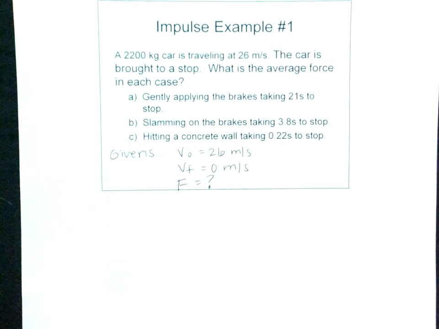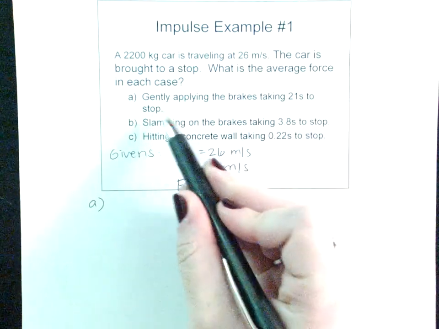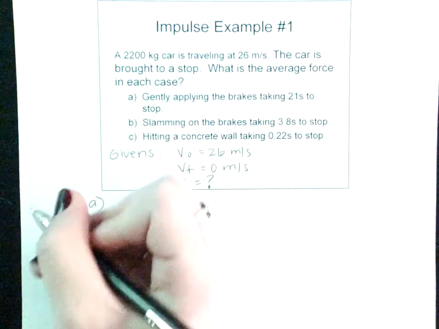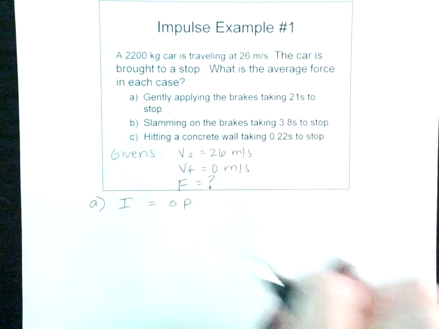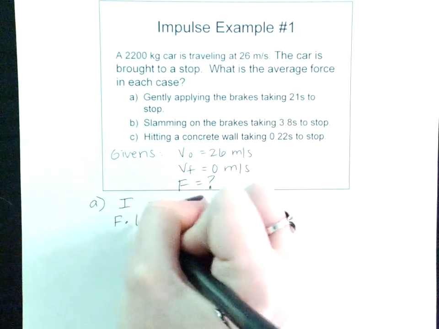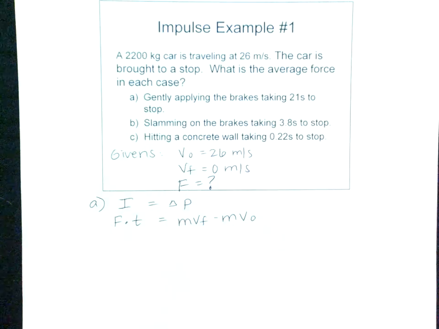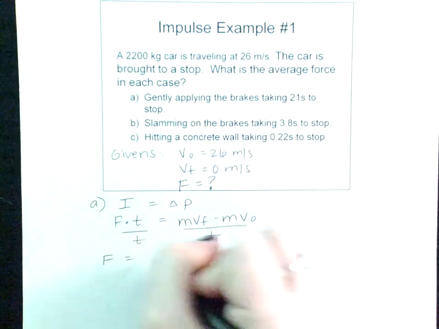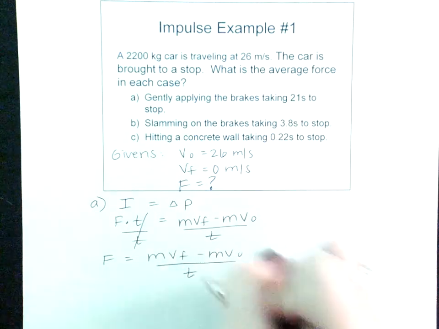Okay, well, we just derived this impulse momentum theorem, so we're going to want to start with that. And let's go do A first. We're gently applying the brakes, taking 21 seconds to stop. So we're going to find what is that average force. So let's start with our impulse momentum theorem. So we know I equals delta p, which means force times time equals m v final minus m v initial. We want force, so let's divide through by time. We get force equals m v final minus m v initial divided by time.